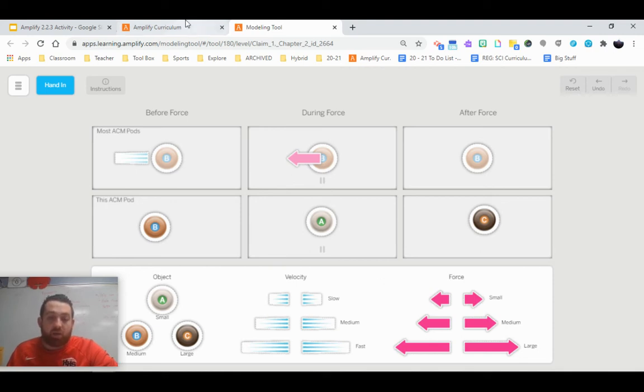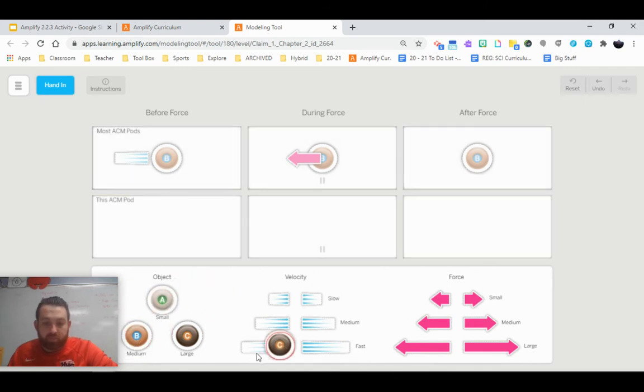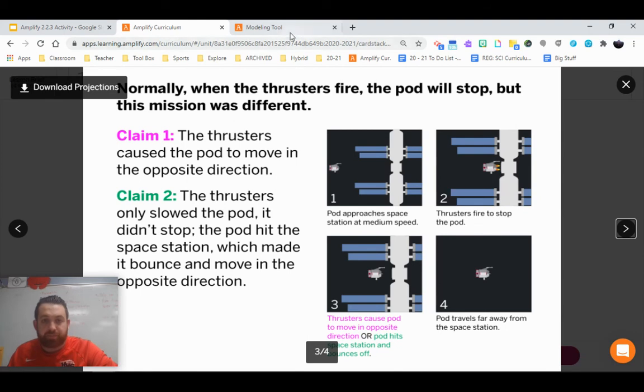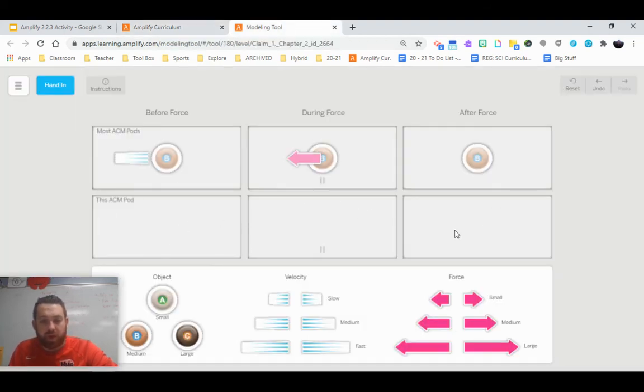You're going to then decide, in order for claim 1 to occur, I have to apply the same force, because remember, the force didn't change. So I know there's going to be a medium force. The question then is, what would my velocity be based on the object that I have? So we are trying to represent claim 1, this pink claim, in our modeling tool here, deciding what mass it should have, what velocity it should have before and after the force, and then what force it should have in our "during" box. When you think you have correctly modeled claim number 1 and what should have happened if claim 1 is true, you'd hit "hand in."